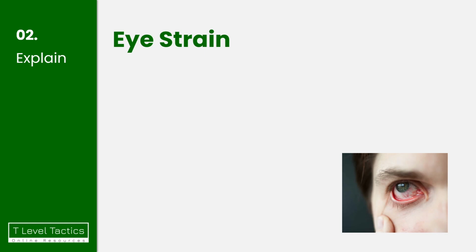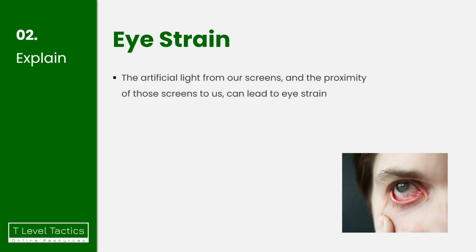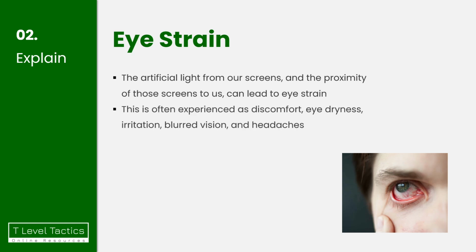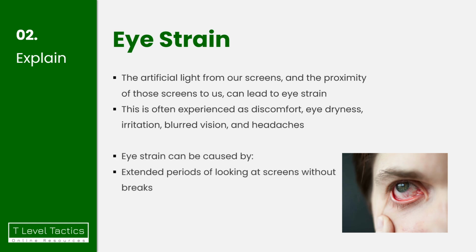Any display that we look at for long periods of time could potentially lead to eye strain. Particularly, the artificial light from our screens and the proximity of those screens to us can be a factor of this. It's often experienced as discomfort, eye dryness, irritation, blurred vision, and/or headaches. You don't have to have all of those to feel like your eyes are being strained. Sometimes it can only be one. An eye strain can be caused by extended periods of looking at screens without taking a break. Inadequate or harsh lighting can also contribute to eye strain as well.